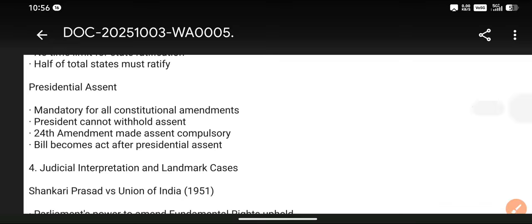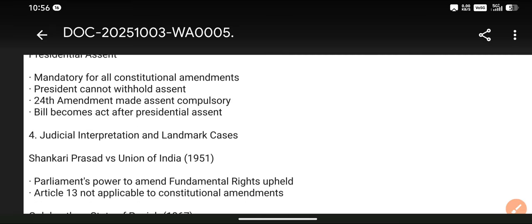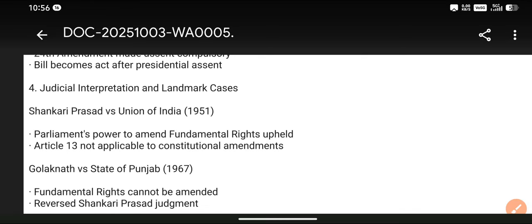Presidential assent. Mandatory for all constitutional amendments. President cannot withhold assent. 24th Amendment made assent compulsory. Bill becomes Act after presidential assent. Judicial interpretation and landmark cases.